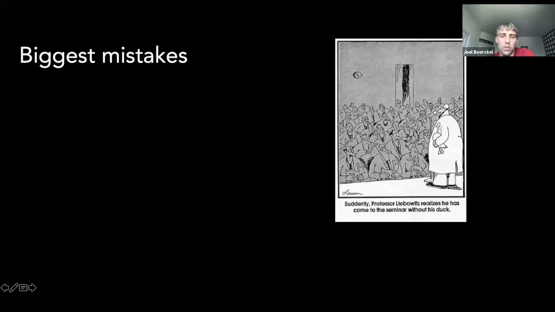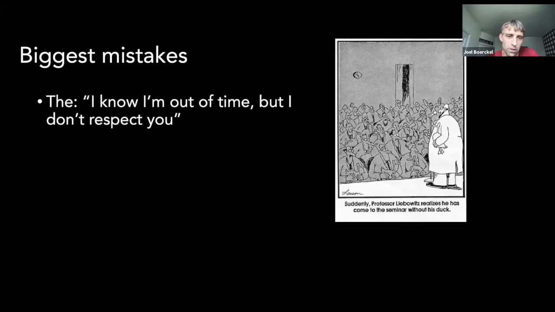Okay, so I've written down my 3 biggest pet peeves. So I had this Twitter thread a little while back where I described a taxonomy of academic talks, and some of these are taken from that. So the first one is, I know I'm out of time, but I don't respect you, right? So, I mean, how many times have you been in a class or a presentation where the speaker knows they're 10 minutes over, and they'll even say, oh, I'm sorry, I know I'm out of time, but I just want to show you this one more thing, right?